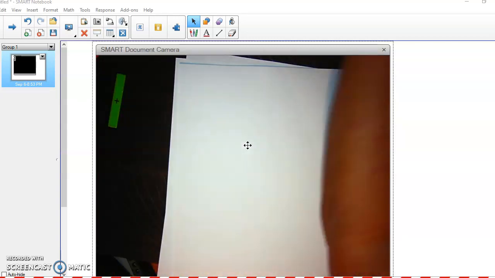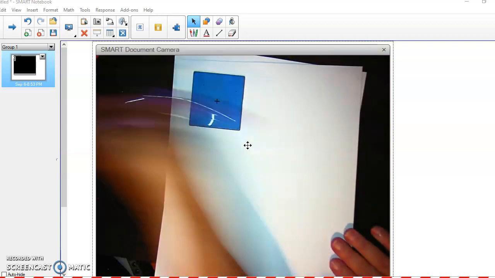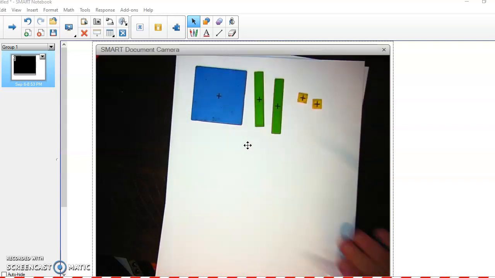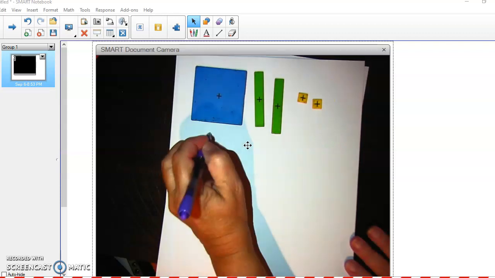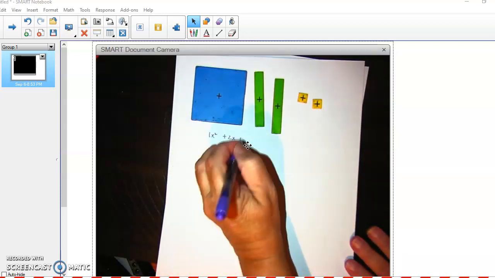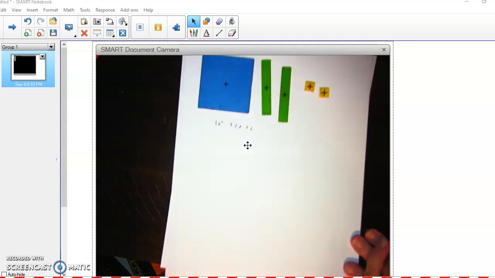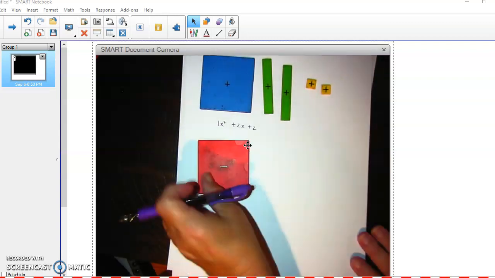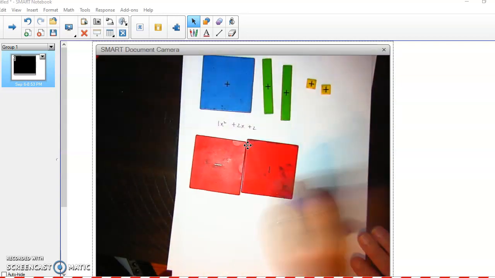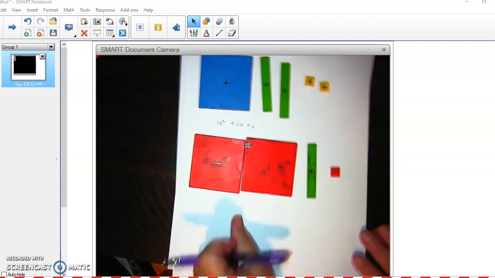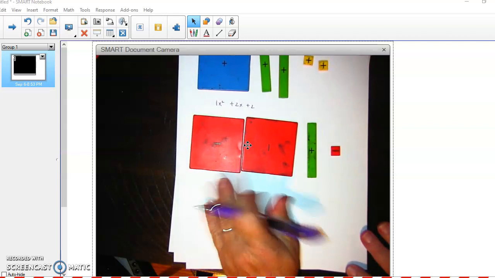Let's write an expression for that one. So this is 1x squared plus 2x squared plus 2. Do a new one. Okay, write your expression for this one.